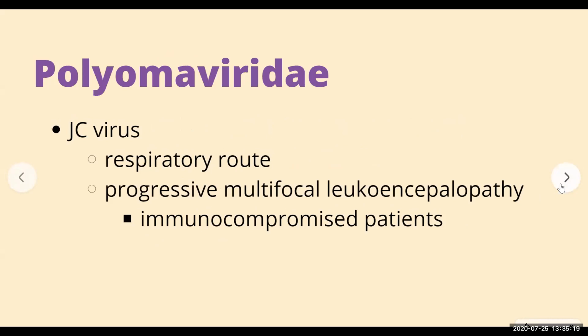The next family is your Polyomaviridae. Under this family, you have your JC virus. JC stands for John Cunningham. So it is John Cunningham virus. This is transmitted through the respiratory route. And it can cause progressive multifocal leukoencephalopathy in immunocompromised patients. Now, what is this virus? John Cunningham discovered this in 1971.